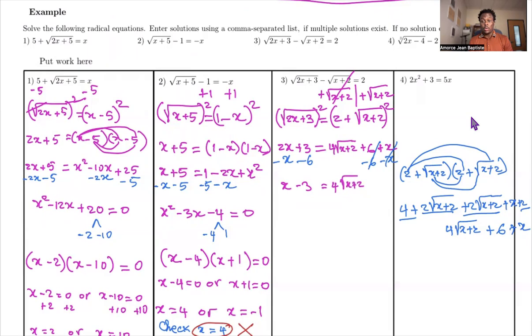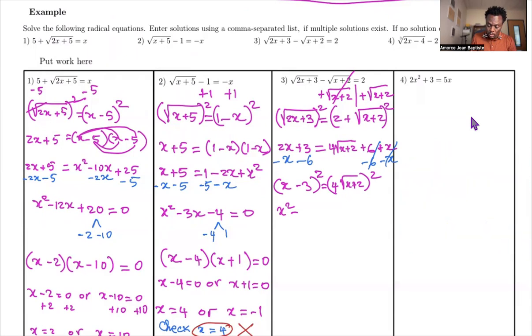Okay, so now we're going to raise both sides to the second power again. Since the index here is 2, we're going to raise both sides to the power 2. So that's going to be x squared minus, we FOIL this one. We do not need that anymore, so I'm going to clear this.